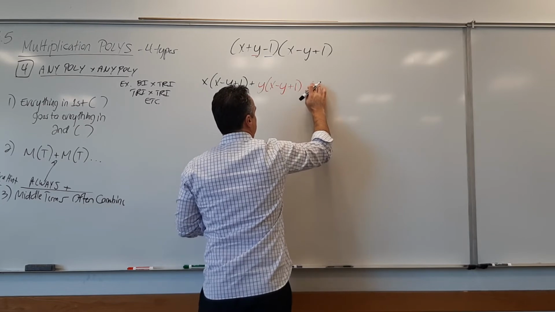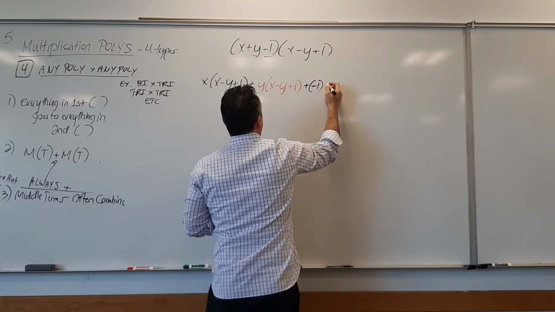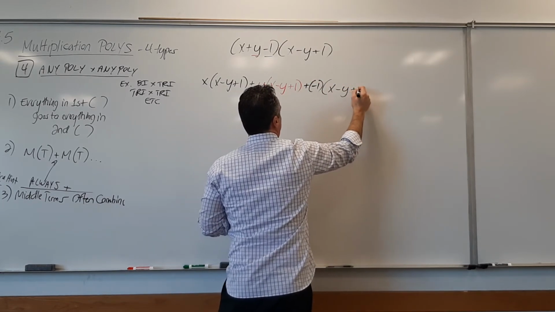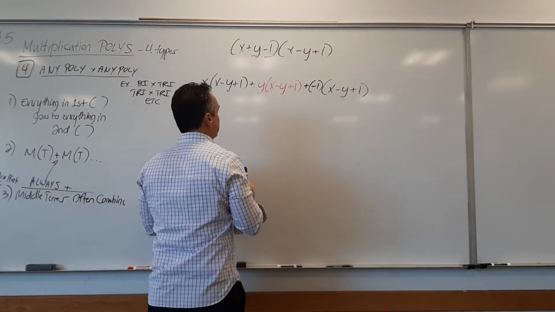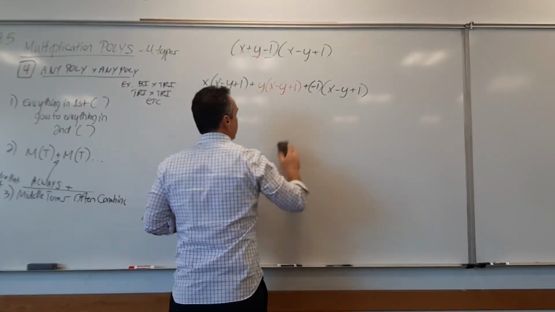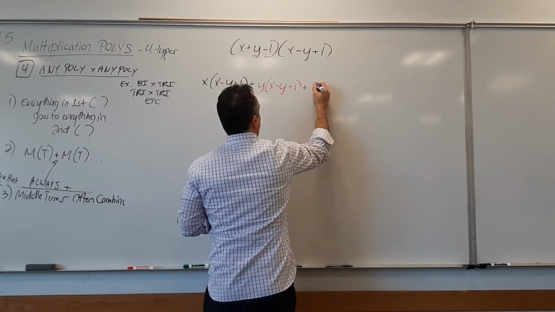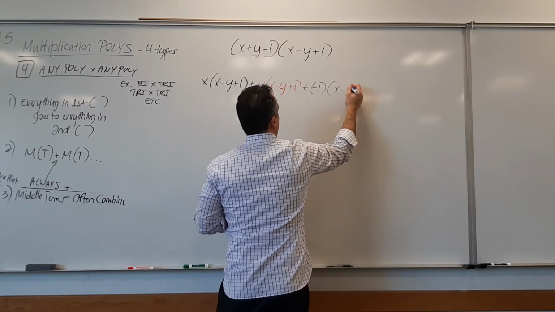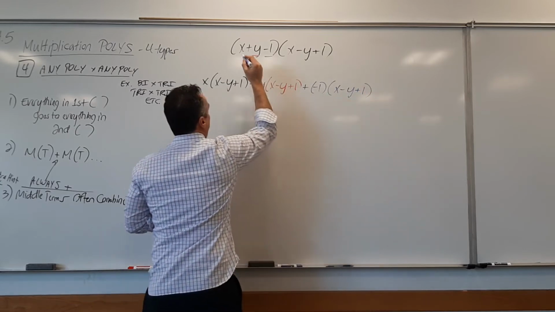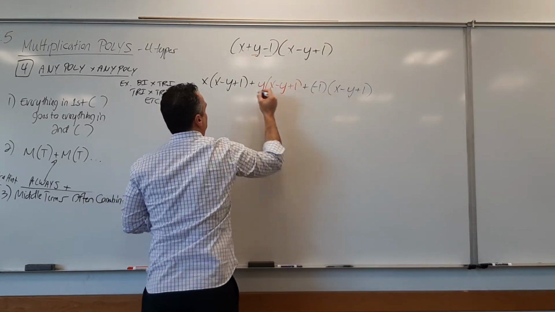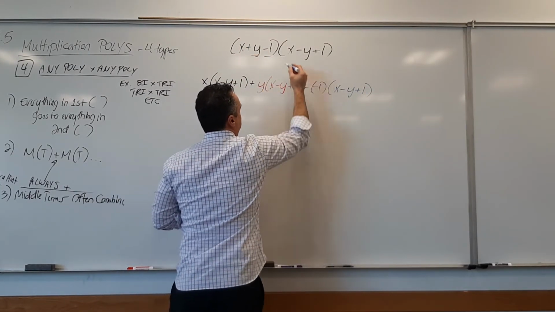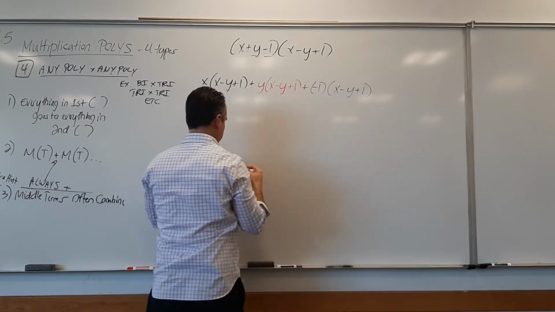Let's go ahead and write plus negative 1 times x minus y plus 1. And I was supposed to do that in blue. And so I'm going to redo that. My bad. Just one more time, we'll say plus negative 1 times x minus y plus 1. Okay, so x times this parentheses, y times this parentheses, negative 1 times that parentheses.